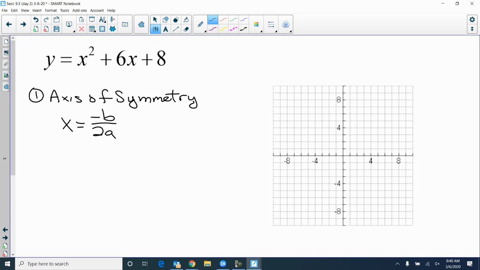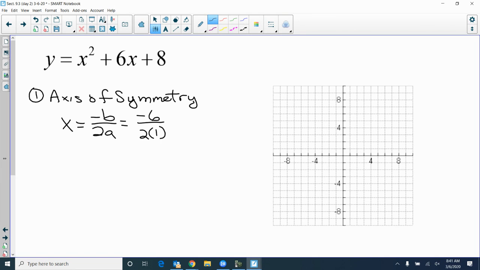And now, what is our b value? Our b value is 6. So it becomes 6, and when I plug it in, the negative goes in front of it. And what is my a value? 1. So it becomes 2 times 1.